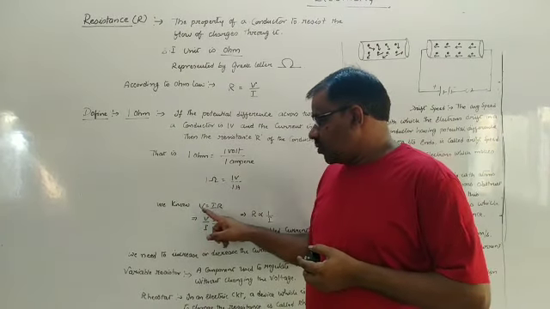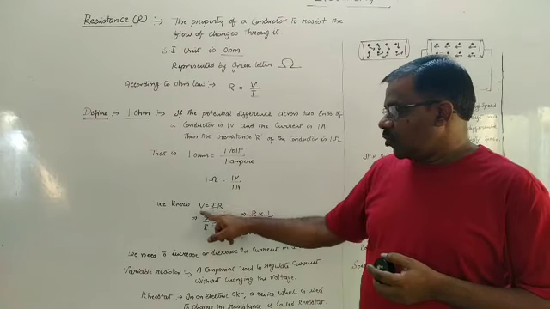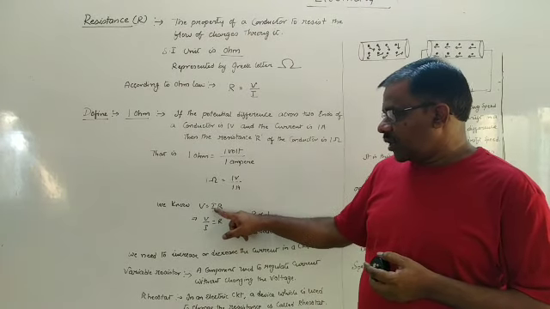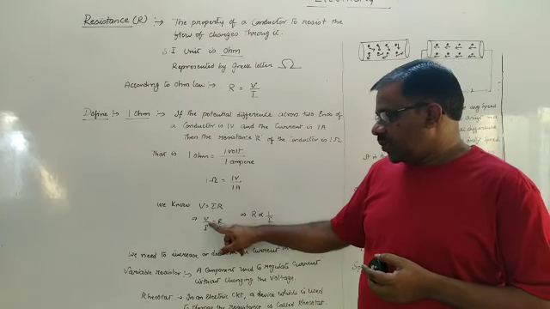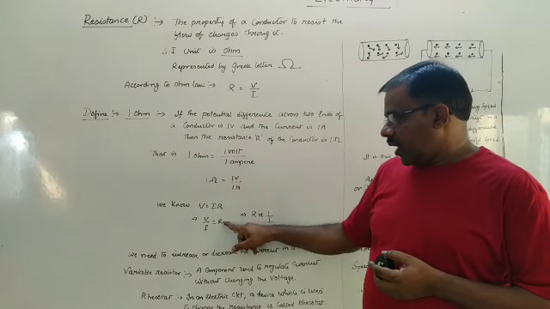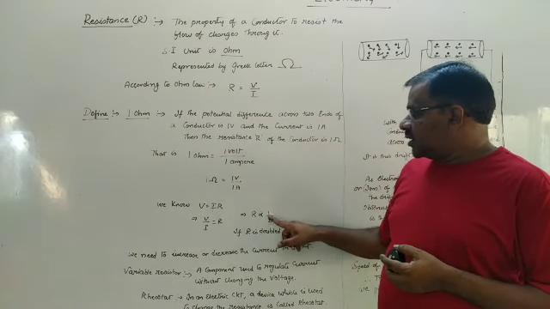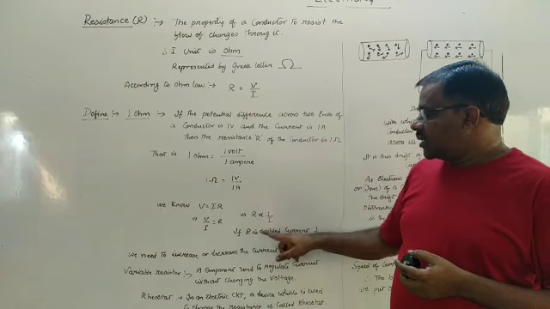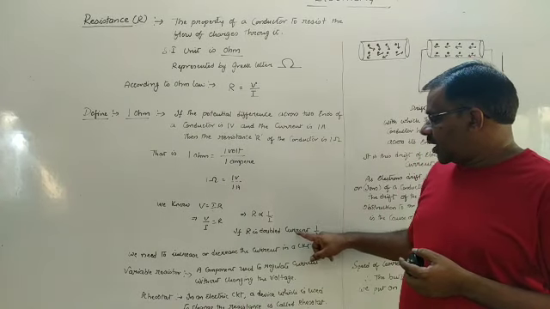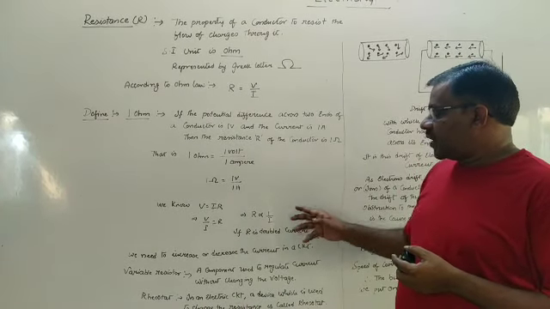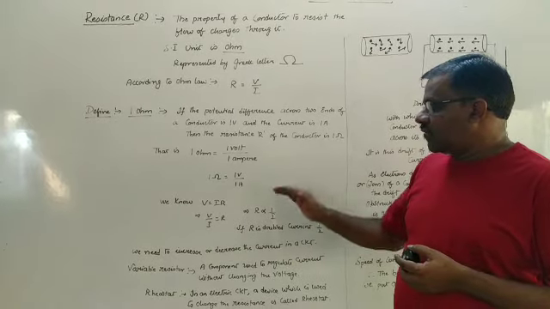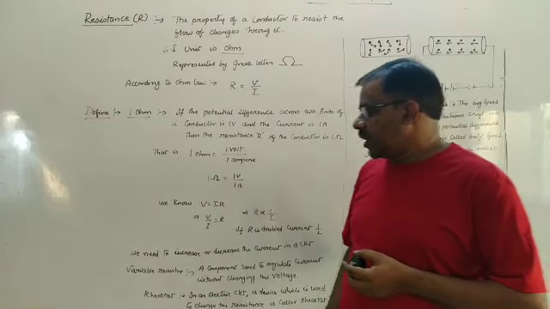And we also know V is equal to IR from Ohm's law. So voltage is equal to current into resistance. So V by I is equal to R. That is, resistance is inversely proportional to current. That means if I double the resistance, the current will reduce to half. If the value of current is doubled, then the resistance will become half.